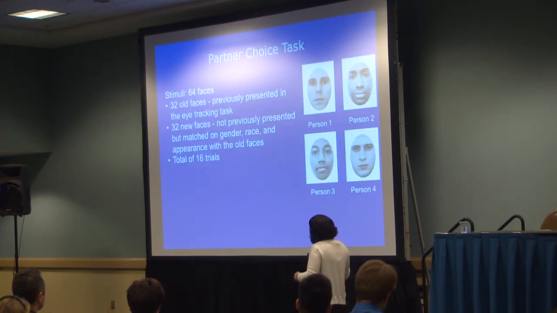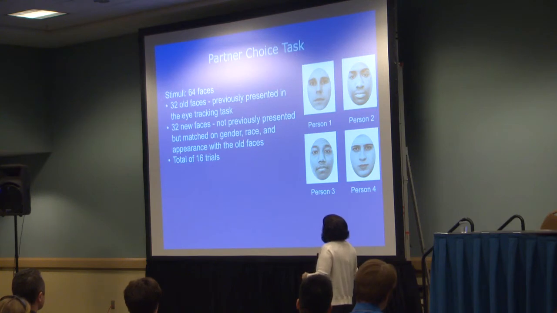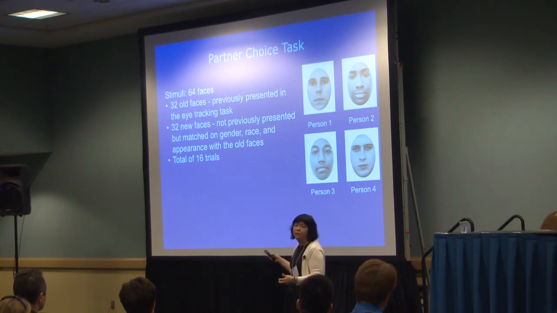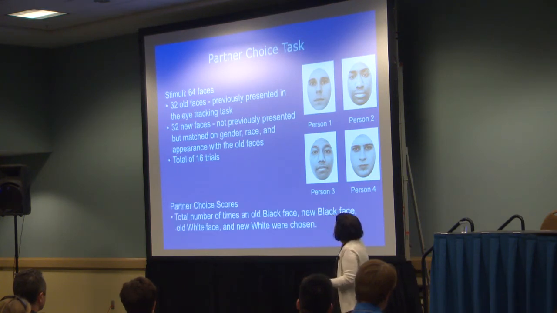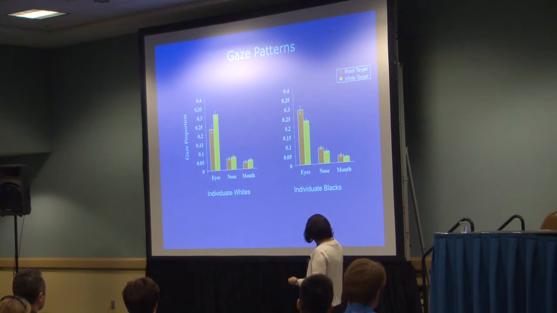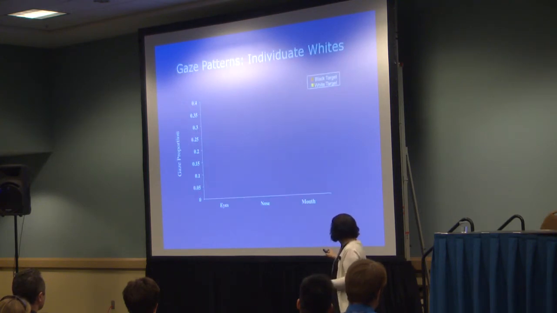After that, we gave them a partner choice recognition task, in which we showed them a quadrant of four faces. Two were from the eye tracking task, two were new, and we simply said, in an upcoming task, it's possible you could work with one of these people. Please choose the person that you would want to work with in the task. And we simply calculated partner choice scores, the total number of times they chose an old black face, new black face, old white face, new white face. And for the eye gaze pattern, this is a significant three-way interaction.